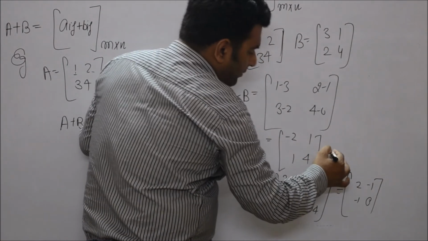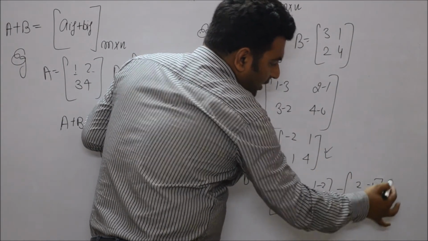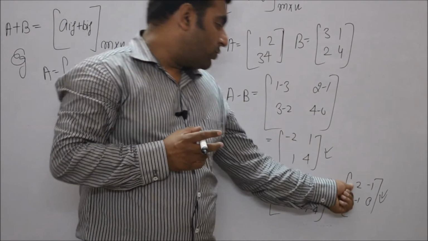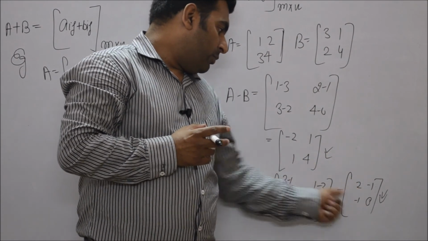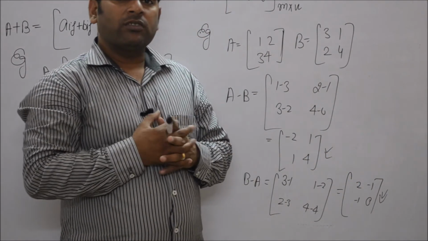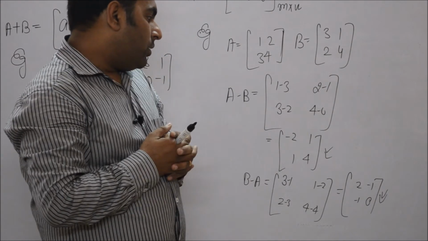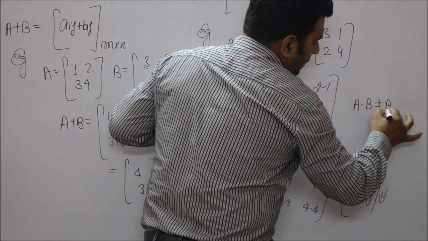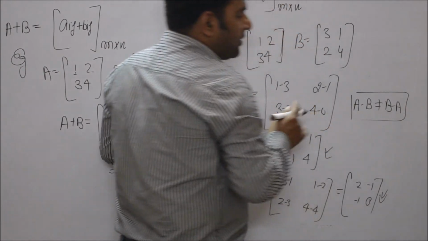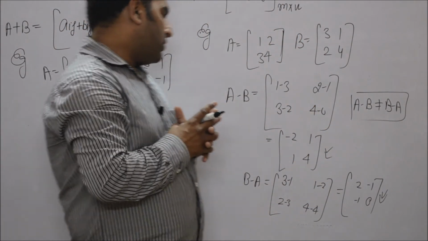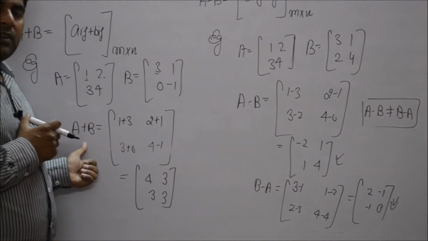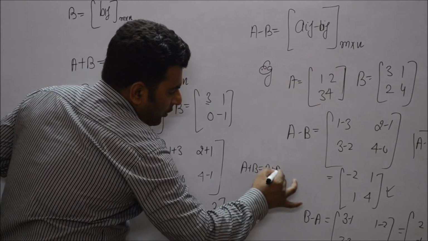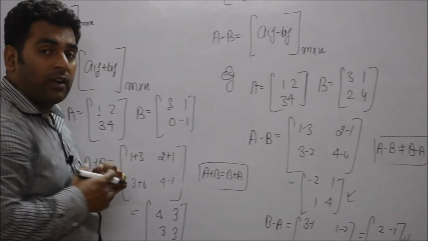Now look at A minus B, that is here, and B minus A. Are they equal? Of course not. Because if you look at each position, minus 2 and 2, 1 and minus 1, 1 and minus 1, 0 and 0, each and every position is different. So we can say A minus B is not equal to B minus A. So always keep in mind, subtraction is not commutative in nature. And of course, if we talk about the sum, A plus B is equal to B plus A. Sum is commutative as it was in the case of real numbers.